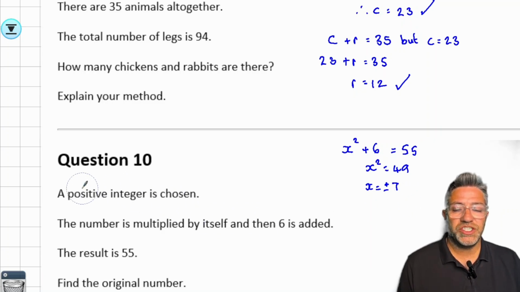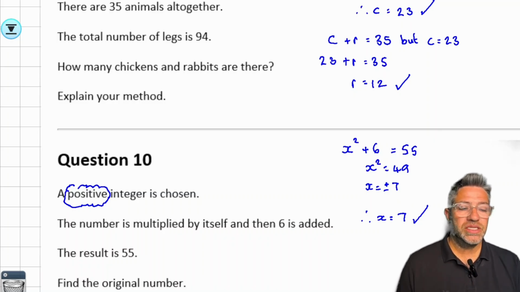But let's read the question again. This is where checking is so crucial. A positive integer. So in this case, we do only want our positive solution. Really, the maths there is quite simple, but it's making sure we're reading the question and we understand what is being asked of us.